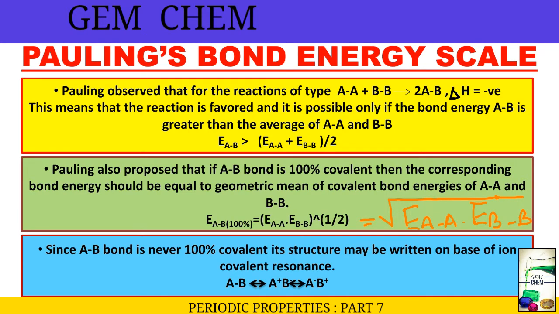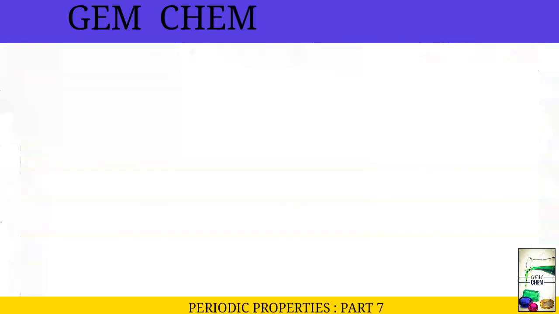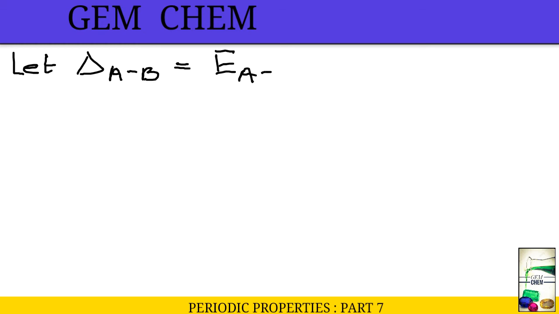See how to get Pauling's electronegativity. First we will consider, let us write, delta AB equal to EAB minus EAB of 100% covalency.